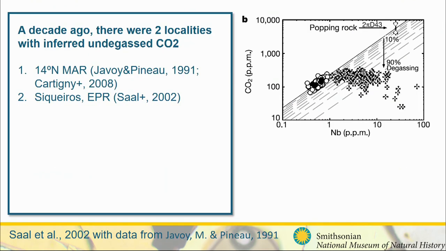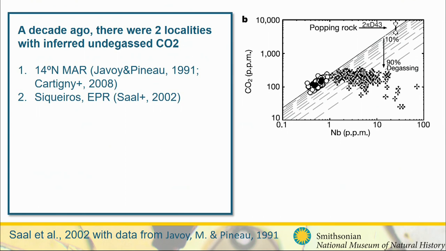What's amazing here is that 2 decades ago, there were only 2 localities on the planet where we inferred carbon undersaturated concentrations, the famous Popping Rock, where the vesicles were reintegrated into the melt composition, and Siqueiros, where Alberto Saal and Erik Hauri found CO2 undersaturated melt inclusions. And you can see them here. They're the ones where CO2 is correlated with niobium. Okay, so they're correlated, they're behaving coherently because they're both just acting as incompatible trace elements.